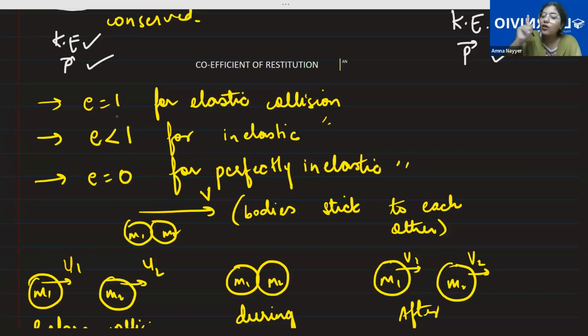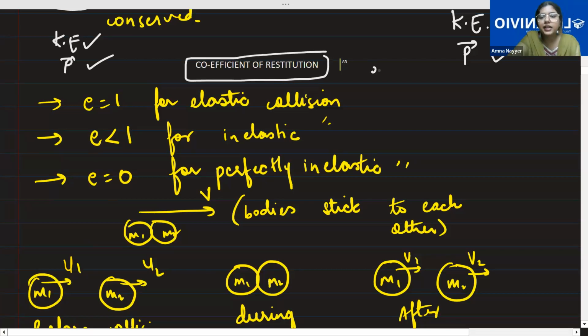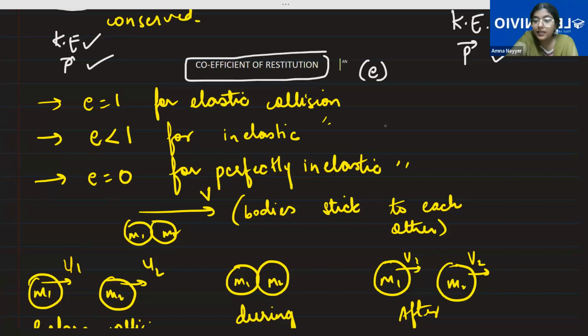By looking at the question, it's very difficult to tell whether the kinetic energy is conserved or not, or total energy is conserved or not, or momentum. By looking at momentum, you'll have no idea because momentum is conserved in both of them. The best way is to use the coefficient of restitution, represented with the symbol e. When the value of e is 1, this represents an elastic collision.